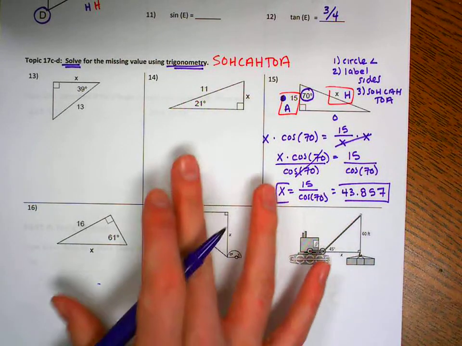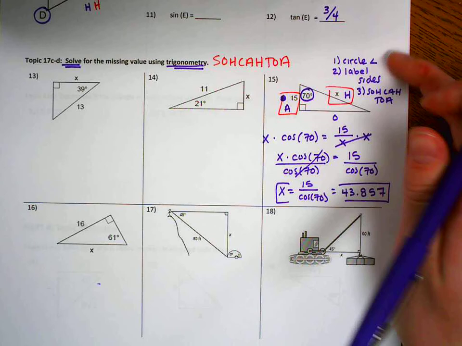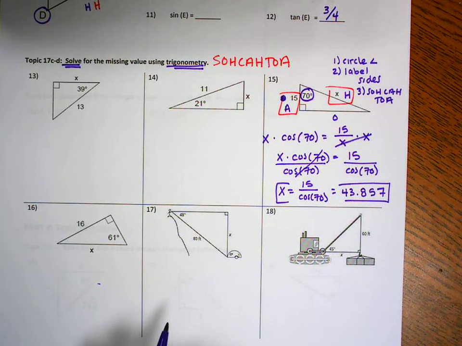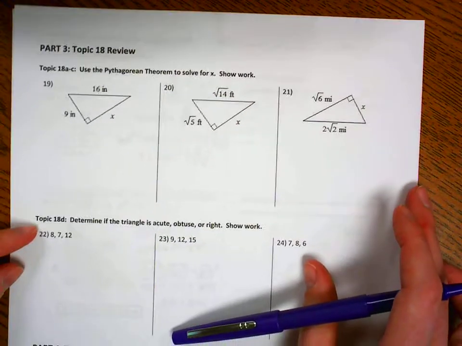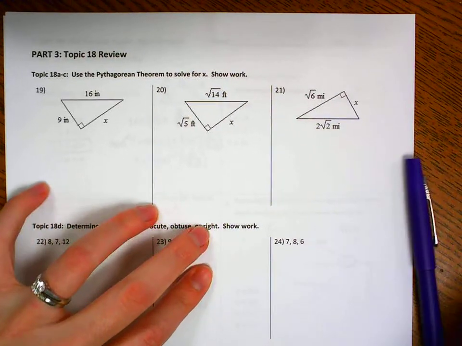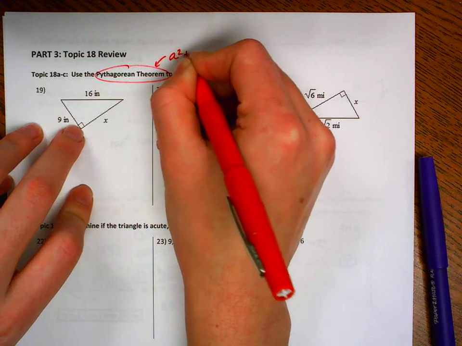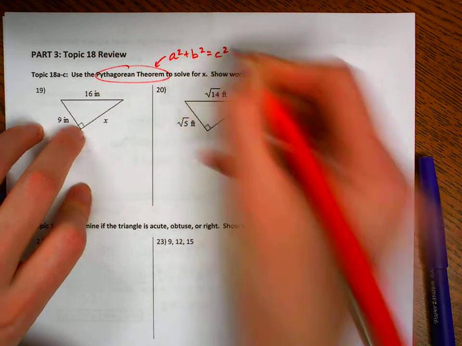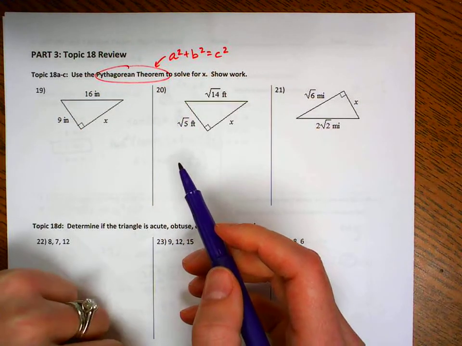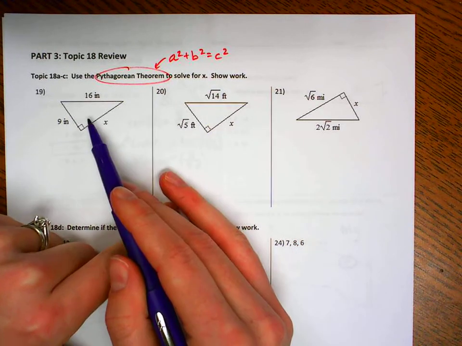Okay, this is all trig, so it's all circle your angle, label your sides, and then use SOHCAHTOA to solve. Okay, let's go on to the next page. This section is on the Pythagorean theorem. I'm telling you to use the Pythagorean theorem, which is a squared plus b squared equals c squared. So I'm going to jump straight to number 20 because 19 is pretty easy.